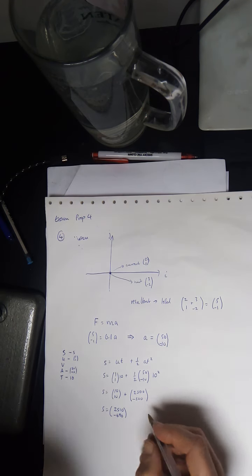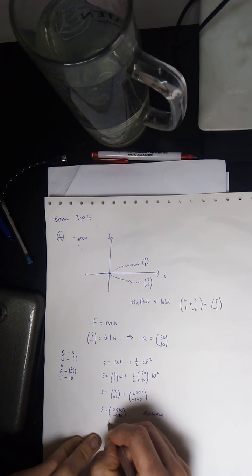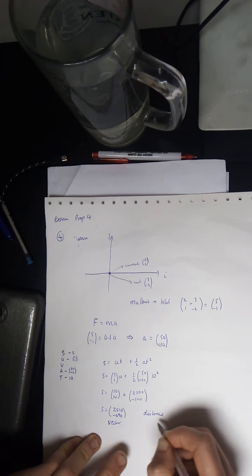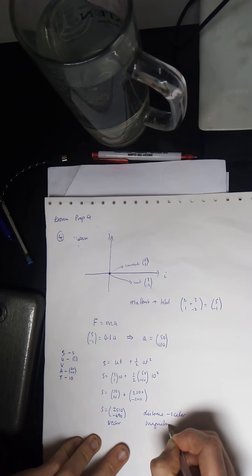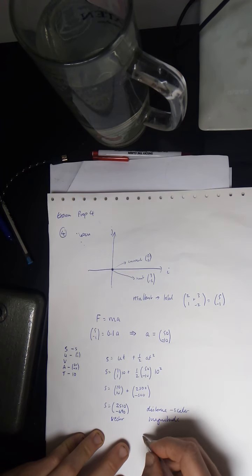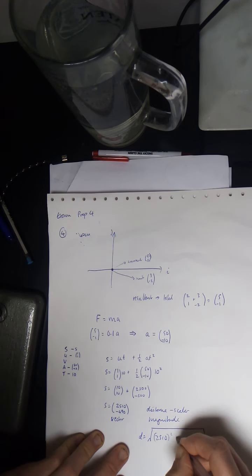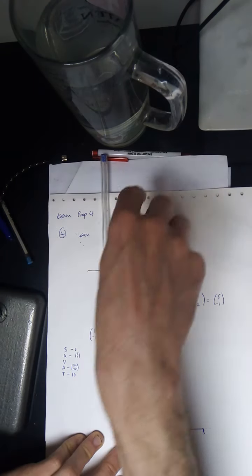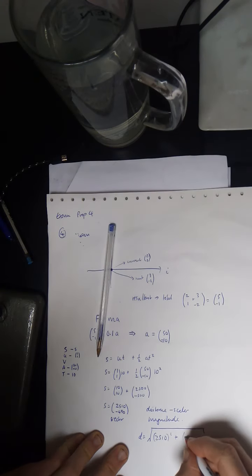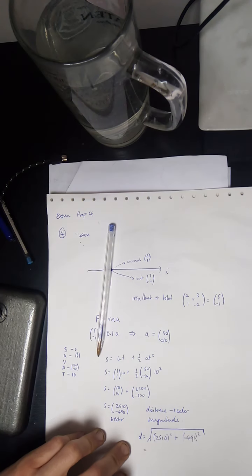But we want the distance. Distance is a scalar. That's a vector, sorry. Distance is a scalar. We want the magnitude. So distance is equal to the square root of 2510 squared plus minus 490 squared. It's Pythag, isn't it?